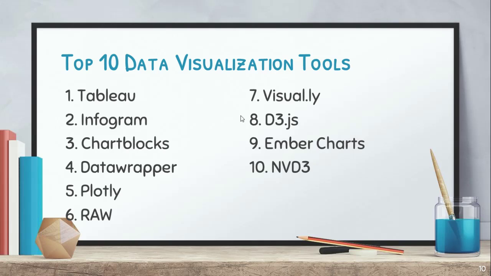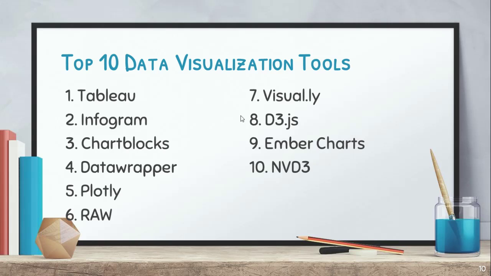And sixth one, Raw. Raw creates the missing link between the spreadsheet and vector graphics, and it's a home page. And seventh one, Visual.ly. It is a visual content service. It has a dedicated data visualization service and an impressive portfolio that includes work for Nike, Visa, Twitter, Ford, the Huffington Post, and National Geographic.